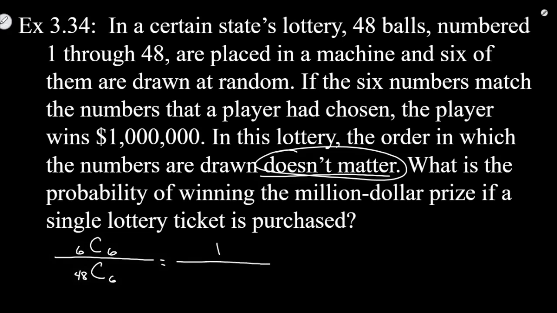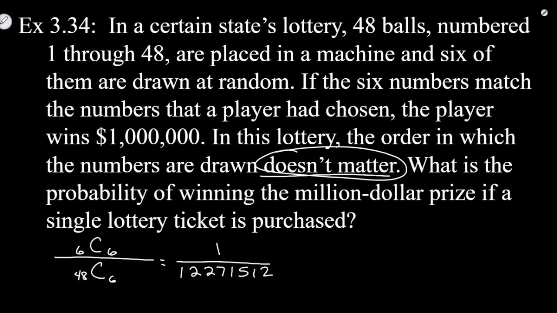And then we've got our bottom number, 48C6. And that is going to be a very large number: 12,271,512. So let's see, what is the probability? We're going to go ahead and divide that.